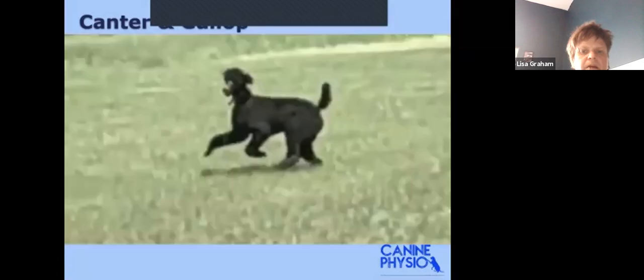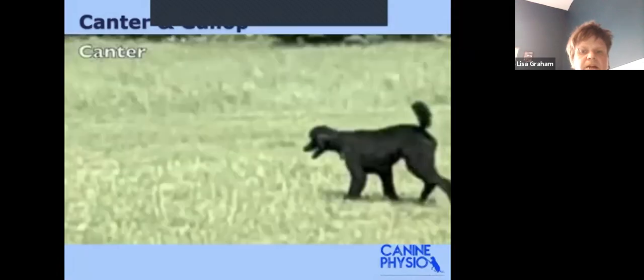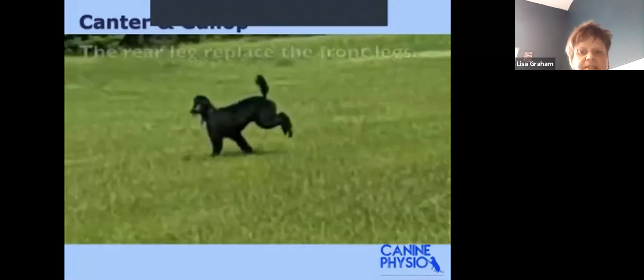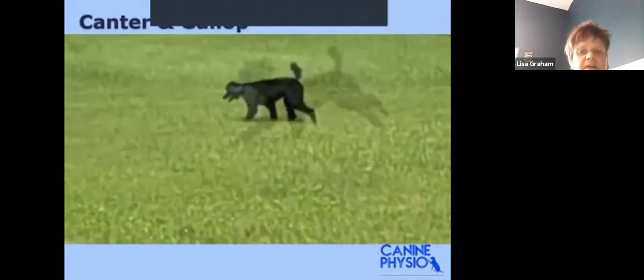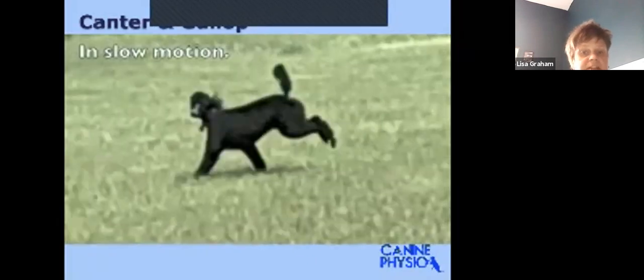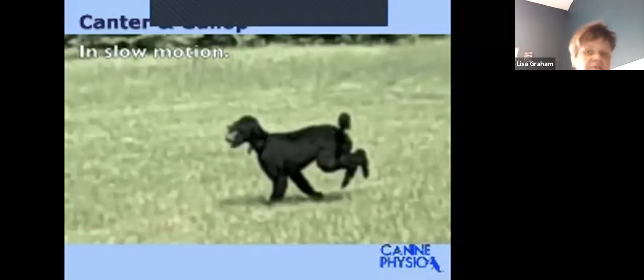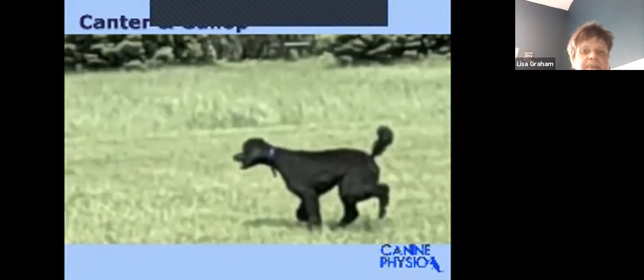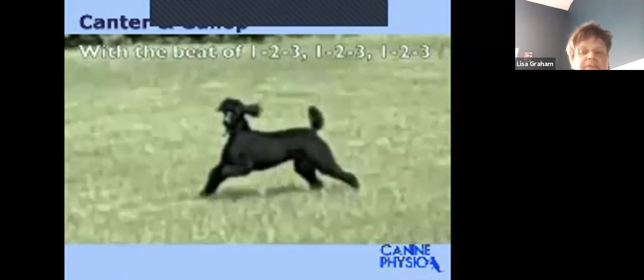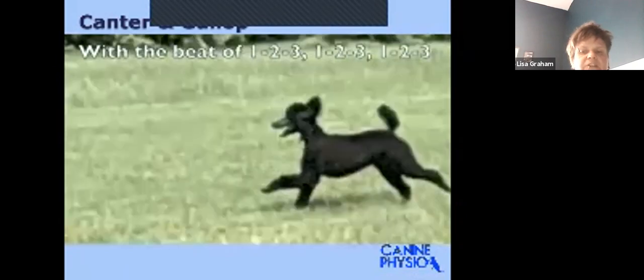So we've got this poodle here, and he's coming in a canter at the moment, and you can see the back legs are coming in and replacing the front legs. We don't have a huge amount of full extension. Front legs go out, back legs go out, everything kind of collects back in underneath. But you should see a very different type of extension coming forward when this dog switches into the gallop.